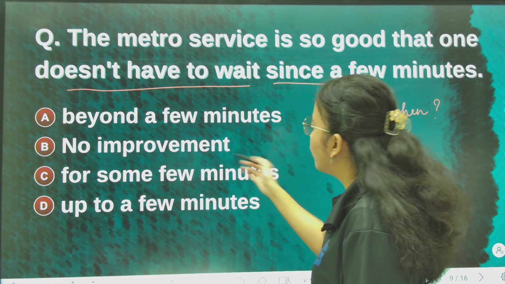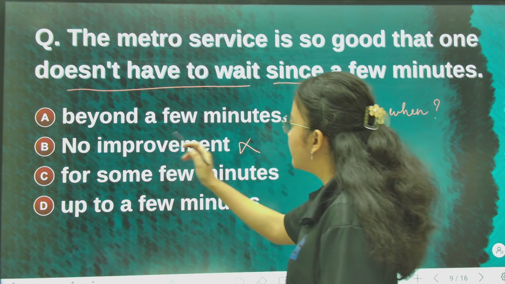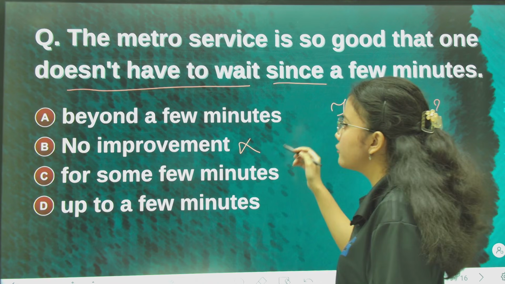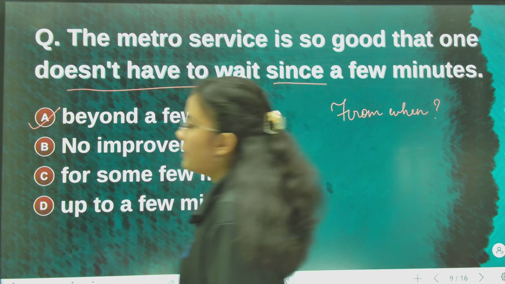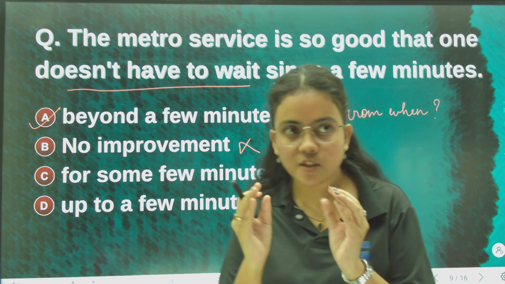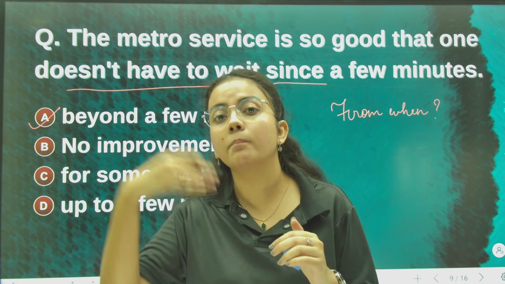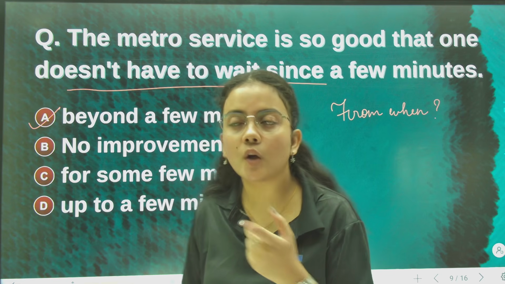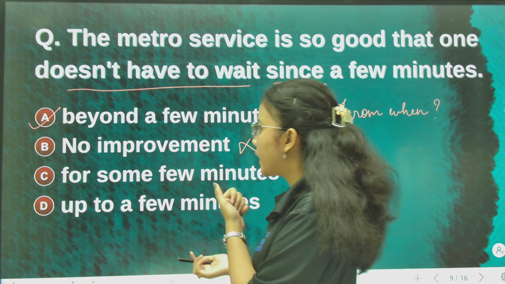So the options are: no improvement, which is not right, beyond a few minutes, for some few minutes, up to a few minutes. The correct answer will be beyond a few minutes. Beyond means a duration with a limit; you don't have to wait any longer than that. So beyond a few minutes will be the correct answer.